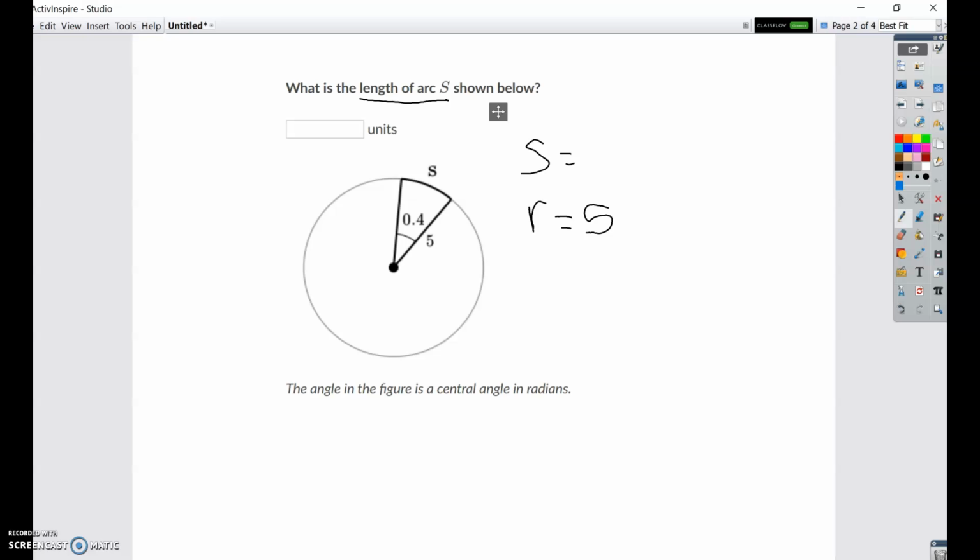And then our angle in radians, it tells us, is 0.4. So I'm going to use theta. So our angle in radians is 0.4. Now you can see here that they're not using pi. The reason for that is because it's such a small segment of the circle that this is really just a fraction of pi. So using pi isn't really very helpful at this point. I hope that makes sense.